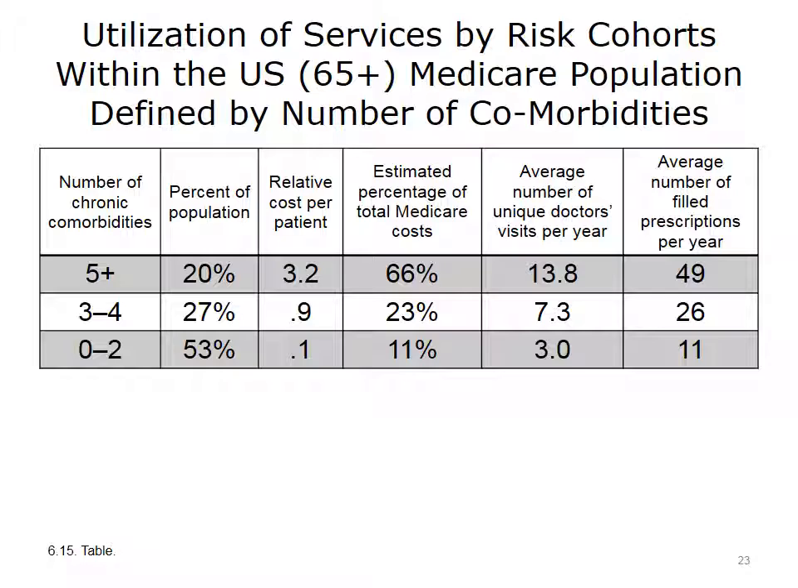Take your time looking at this table. Some of the patterns are fairly profound and really give you a sense of the importance of risk segmentation. You will note that the top 20% of individuals account for 66% of Medicare's cost. And on average, this top group sees 13.8 different doctors during the year, and they fill 49 separate pharmacy prescriptions.